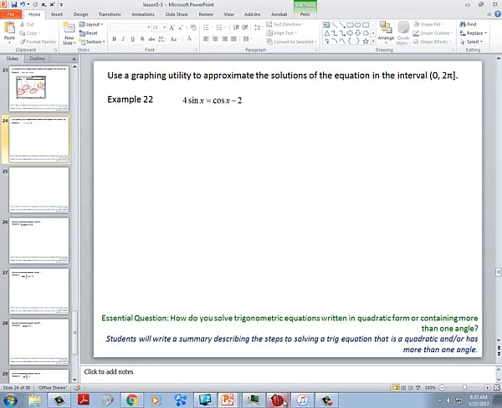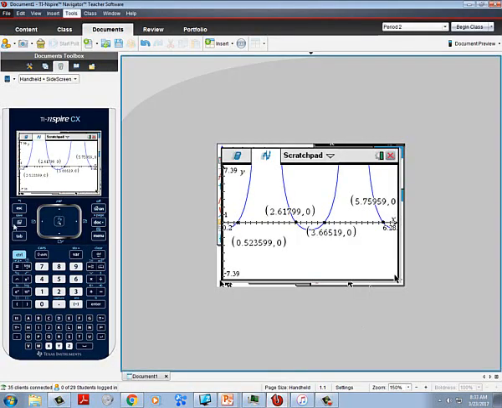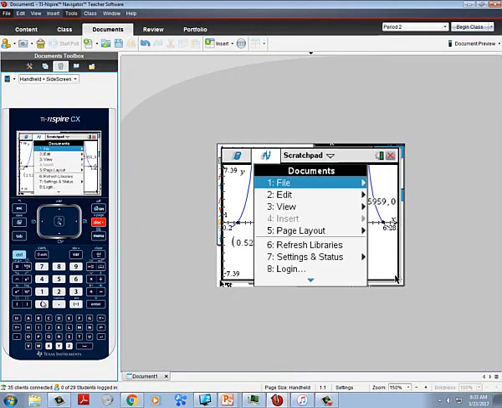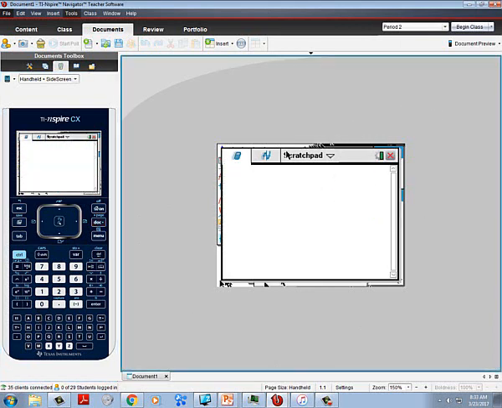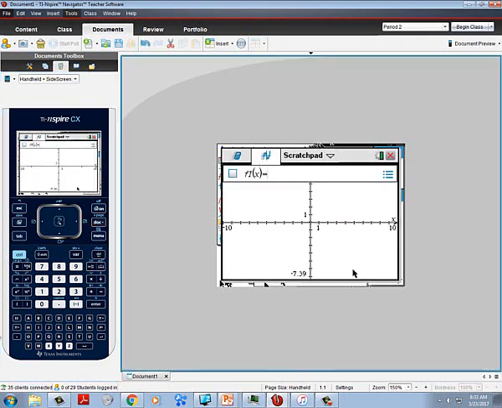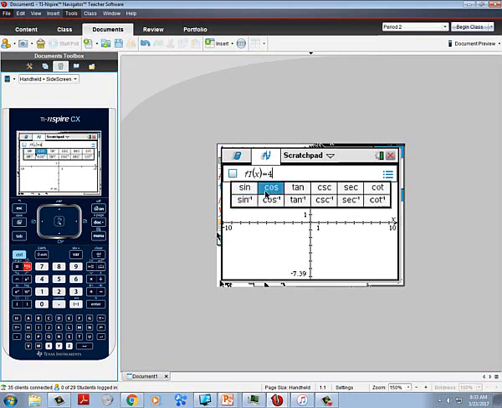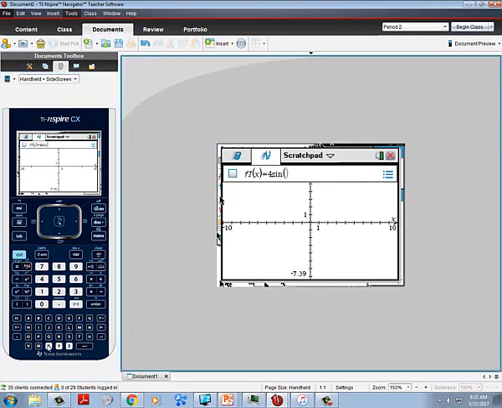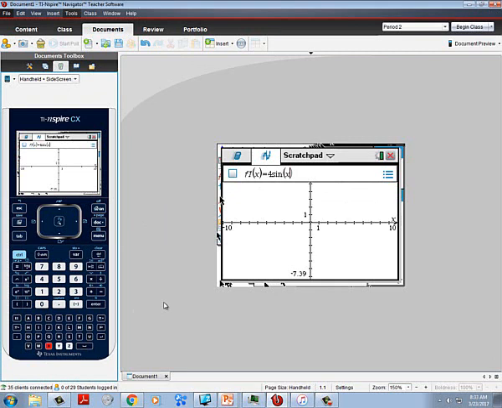All right, so I'm going to hit Doc B and get rid of all my hard work. Okay, and then we're going to type in 4 sine x, which that one's just the way it looks. Type in 4 sine x.